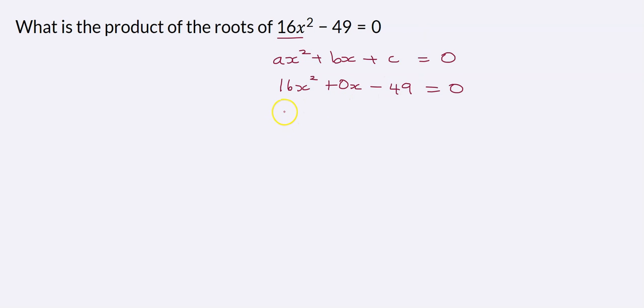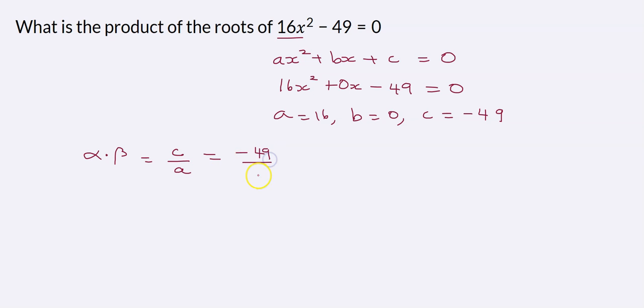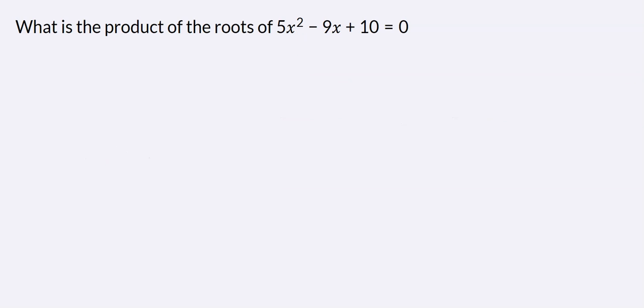We can see here that a is equal to 16, b is equal to 0, and c is equal to negative 49. The product of our roots is going to be c over a, which is equal to negative 49 over 16. And that is going to be the answer to that question. Now let's go with one final equation. Let's go ahead and compare.